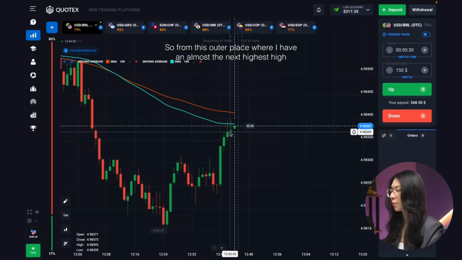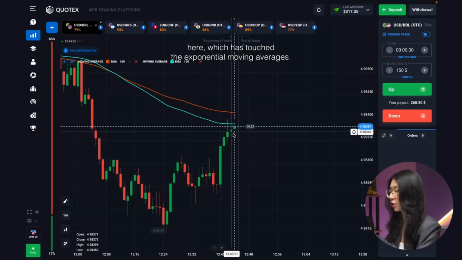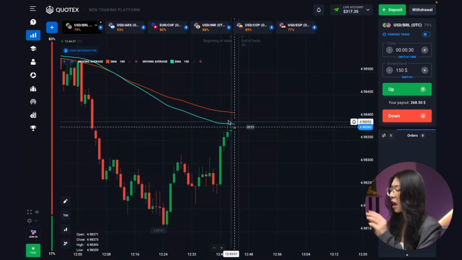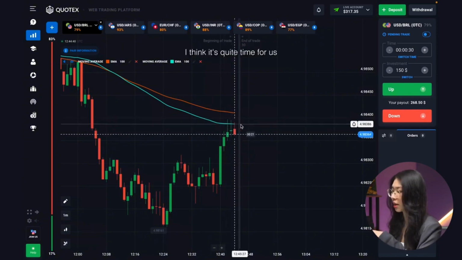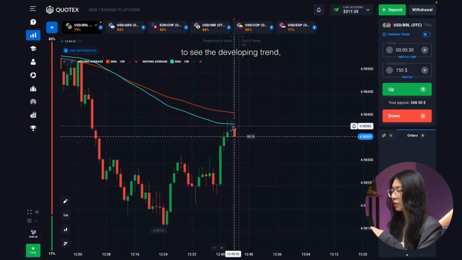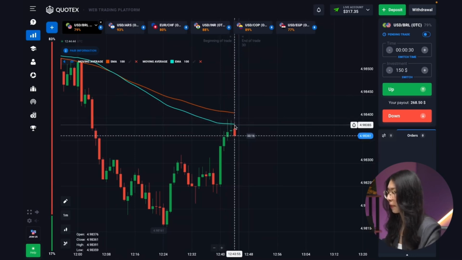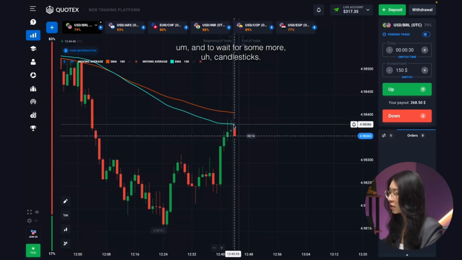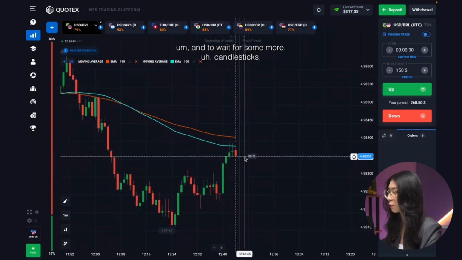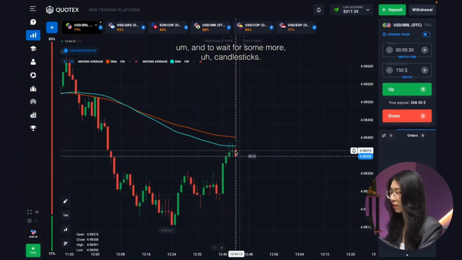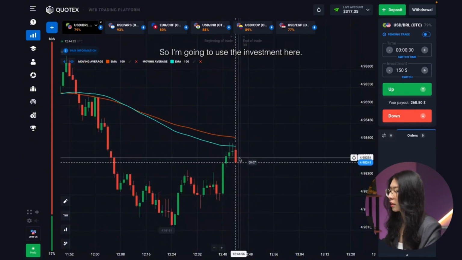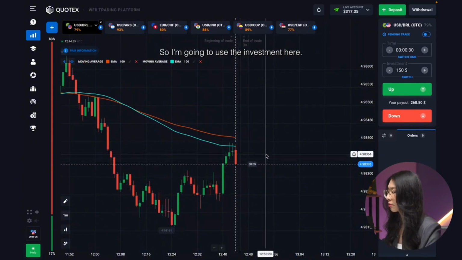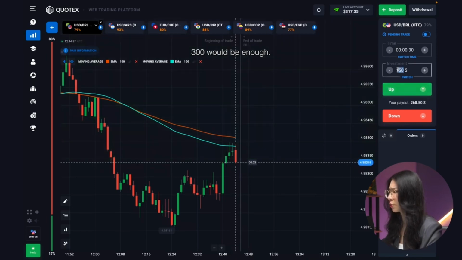So from this outer place where I have almost the next highest high here which has touched the exponential moving averages, I think it's quite time for us to see the developing trend. And of course, it's time for us to wait for some more candlesticks. I'm going to use the investment here. I think $300 will be enough for us.